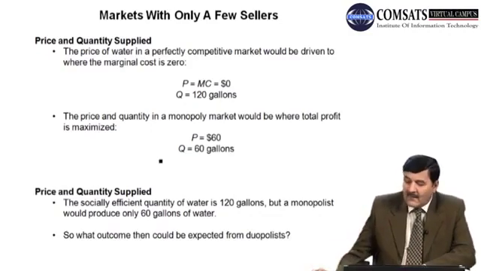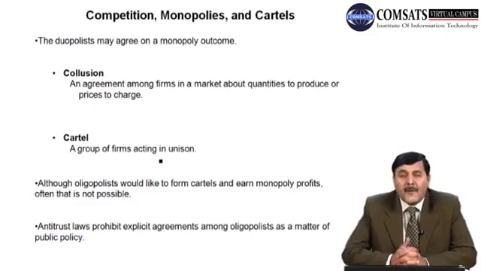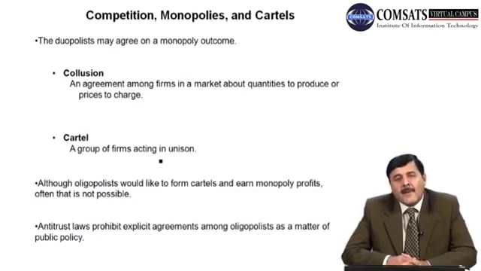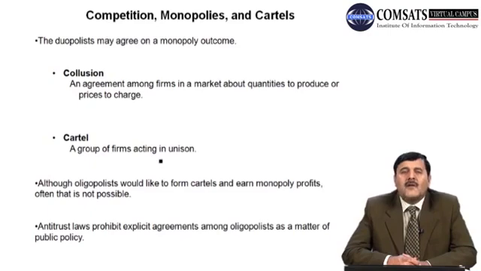So we can say that the duopolists may agree on a monopoly outcome. What is the monopoly outcome? What we just discussed: a monopolistic firm would produce 60 gallons of water, sold at $60 per gallon, and it is earning the maximum profit. Now what should the duopoly do with this outcome?